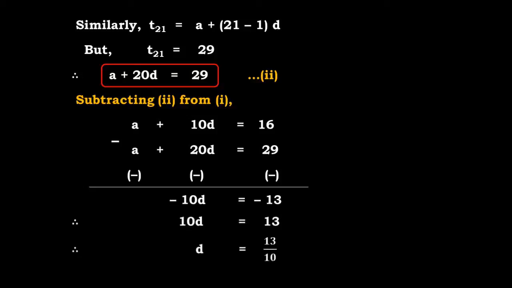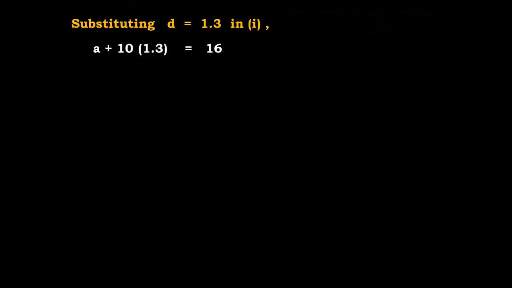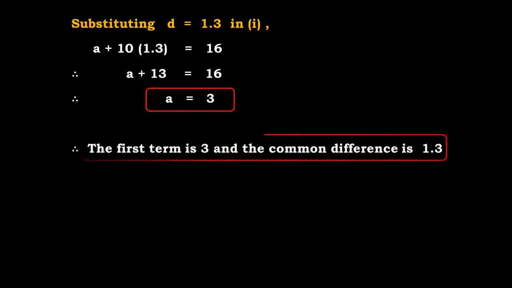So D is equal to 13 upon 10. That is, D is equal to 1.3. That means the common difference is 1.3. Now by substituting this 1.3 value in equation 1, you will get A, that is the first term. So equation 1 is A plus 10D is equal to 16. So A plus 10 into 1.3 is equal to 16, 10 into 1.3 is 13. So 16 minus 13, that means A is equal to 3. So we have the first question's answer: the first term is 3 and the common difference is 1.3.